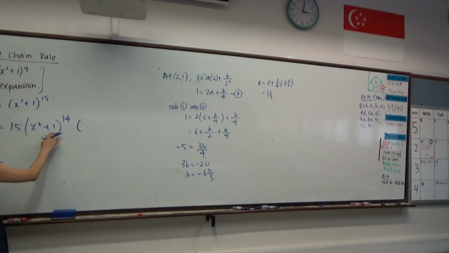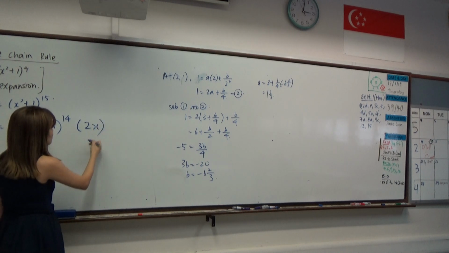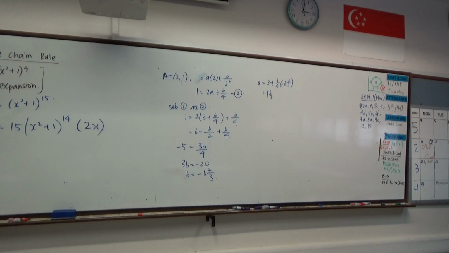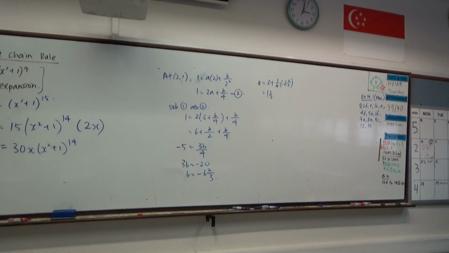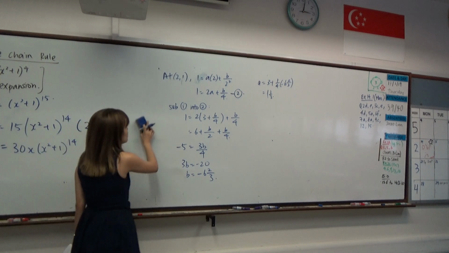Differentiating inside, x squared when you differentiate will become 2x. A constant number when you differentiate becomes 0. So for differentiating this, you will get 30x times x squared plus 1 to the power of 14. Keep it compact like that, no need to expand it. Understand? Any questions? So this is basically how the chain rule works.